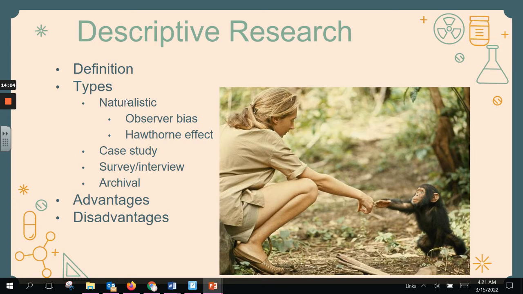One is observer bias. So as an observer, if I'm the one who's recording behavior, I'm going to insert my values, beliefs, expectations, and attitudes. It's just natural. That's what people do. And the other is the Hawthorne effect. People change their behavior when they know that they're being watched.